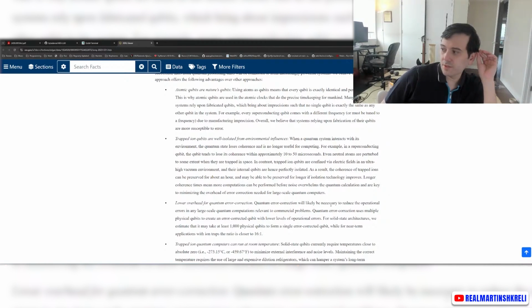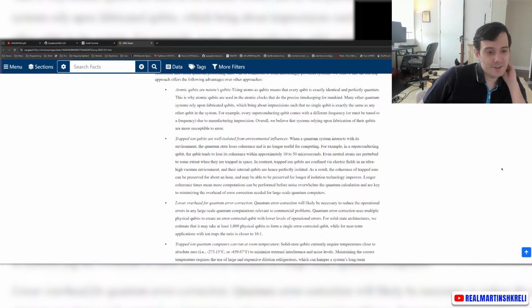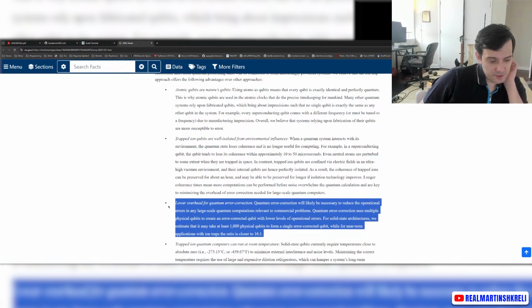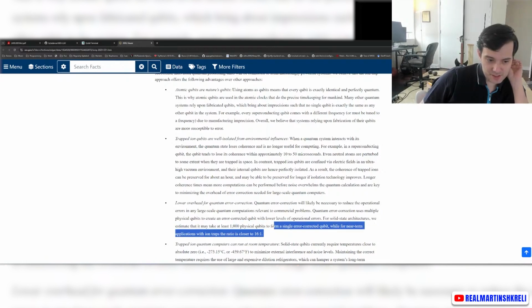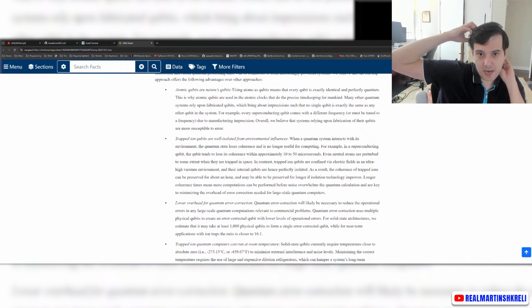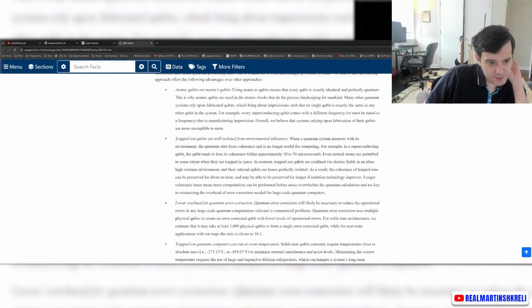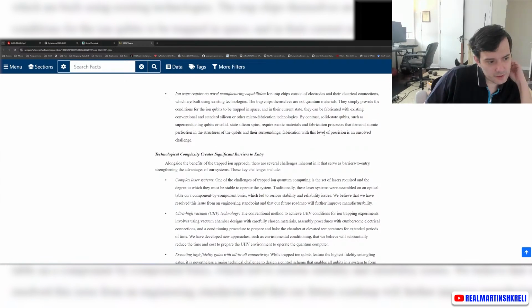They don't have the speed required. So one theory here is that it might take 1,000 physical qubits to form a single error-corrected qubit. But right now the ratio is closer to 16 to 1. With ion trap, if you have 1,000 physical qubits, you get 5 or 6 real qubits. Coherence is 10 to 50 microseconds for superconducting, versus potentially as much as an hour for ion trap. So that's kind of interesting. They're just talking about how great ion trap is.